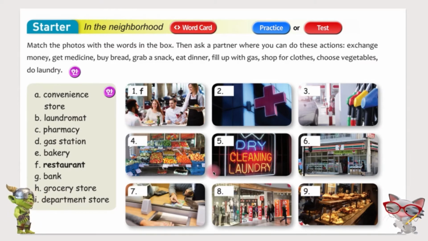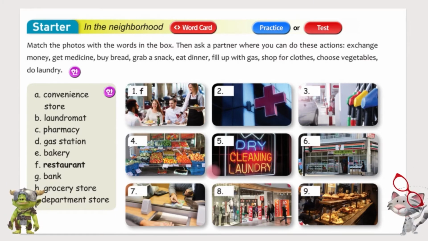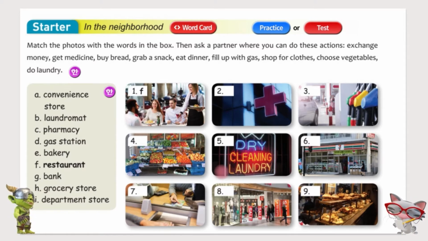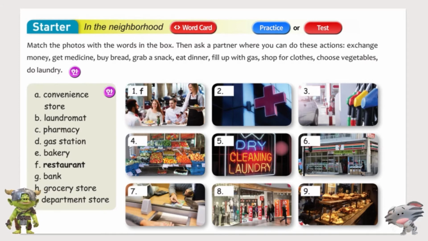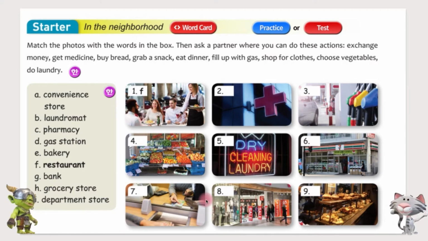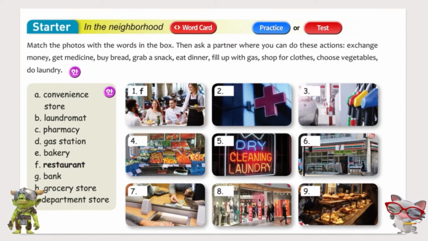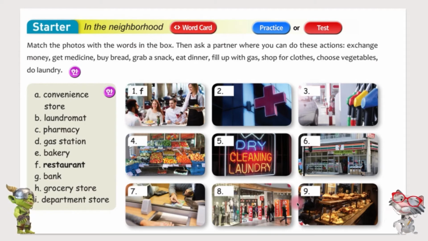And picture 5? Dry cleaning laundry, so it should be B, laundromat. Yeah, laundromat. The clue is in the picture there. Laundry. And number 6? My favorite place, convenience store. Okay, your favorite place? Convenience store. Yeah, kimbap, ramen, cup noodle. You have a lot of fans there now. And number 7 is the... Money, bank. Yes, you go to the bank for money. And number 8? Department store. Department store for great shopping. And lastly... Bread. So bakery. So we have the actions.